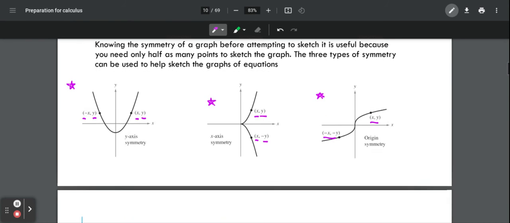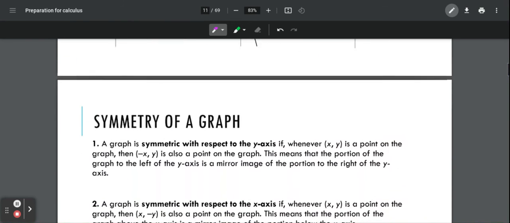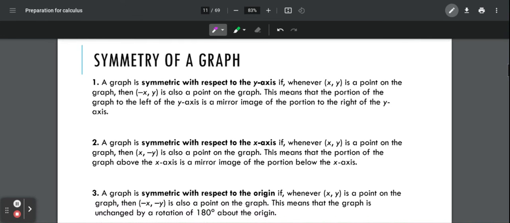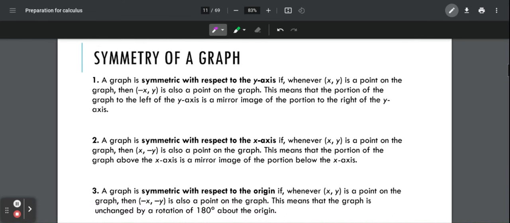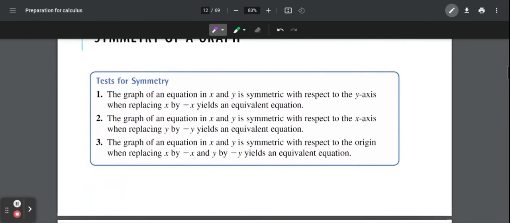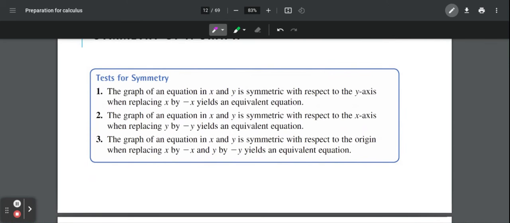And so you might be thinking, well, I don't know how to determine if there's symmetry. So there's a few little tricks in determining symmetry. This is what we just talked about on that last slide. So here's your tests for symmetry. If you had to test for symmetry, the graph of an equation in x and y is symmetric to the y-axis when you replace your x values with a negative x value.